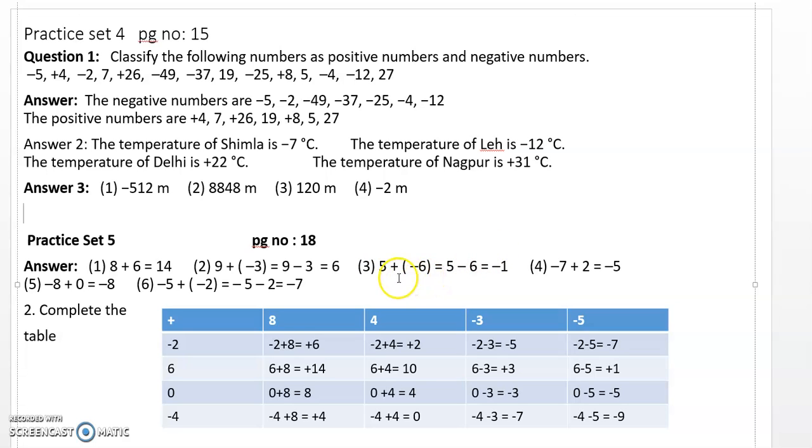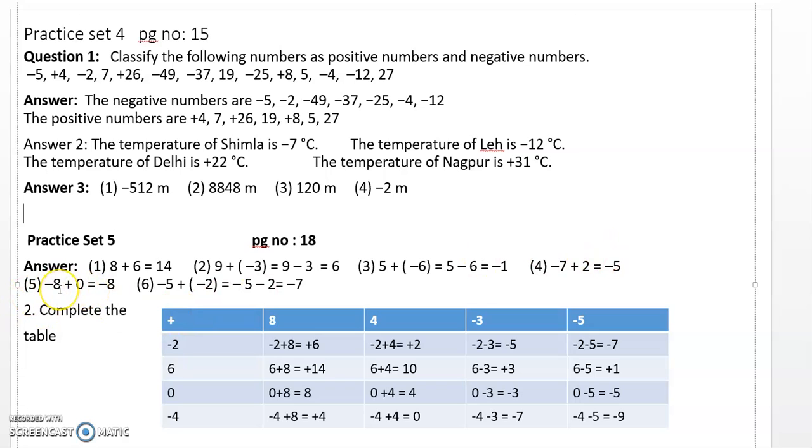But here 6 is greater than 5. 6 is having which sign? Minus. So you have to put minus here. Now next it is minus 7 plus 2. You have to do the subtraction. 7 is greater than 2, and 7 is having a minus sign, so put a minus sign. Now minus 8 plus 0.